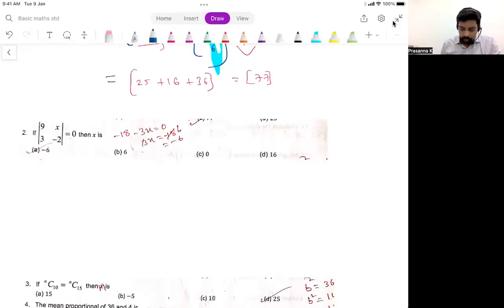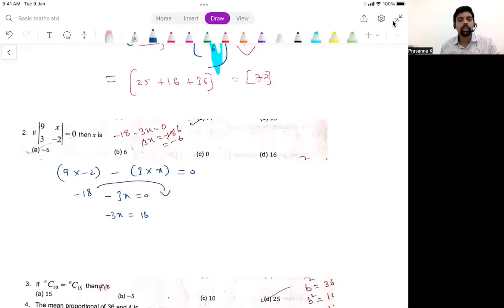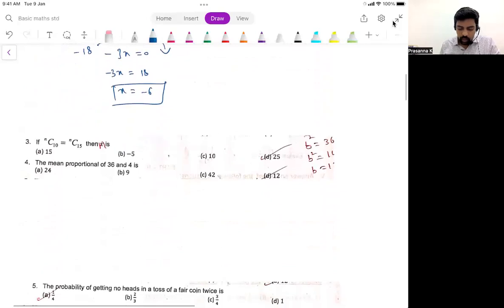Then second question, if determinant of 9, x, 3, minus 2 equals to 0, then we need to find the value of x. So multiply the principal diagonal elements 9 into minus 2 minus product of other two elements, that is 3 into x. 9 into minus 2 is minus 18, minus 3 into x is 3x equals to 0. So minus 3x equals plus 18, because minus 18 on the other side becomes plus 18, and x is equals to minus 6. Option A.